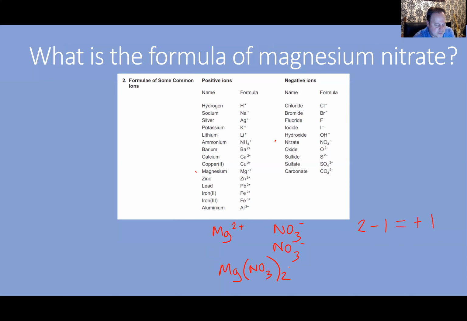So it only applies if you need more than one molecular ion. That's the thing to remember.